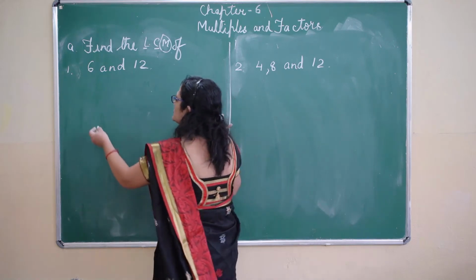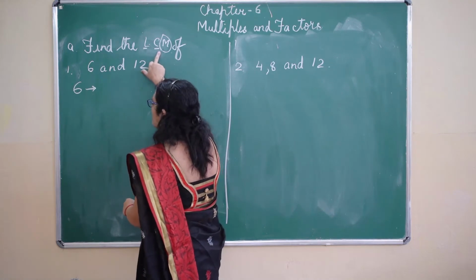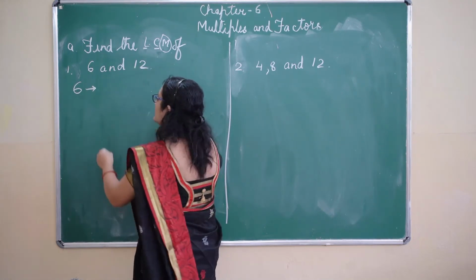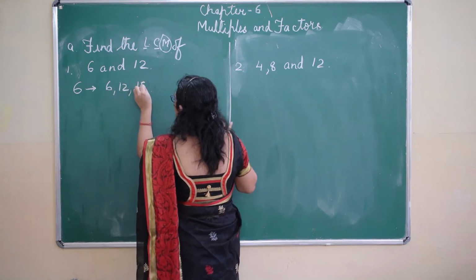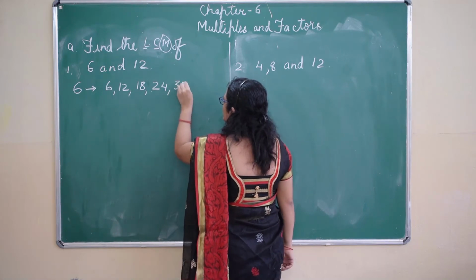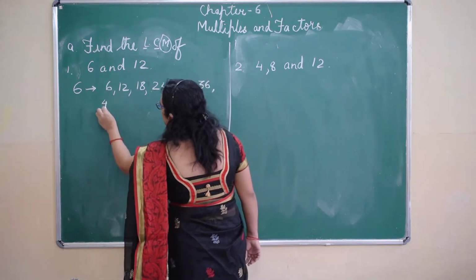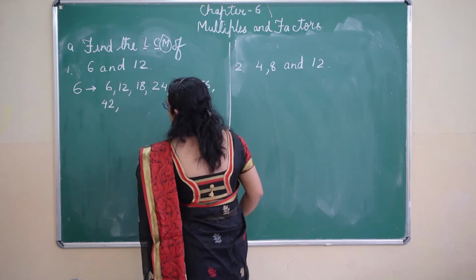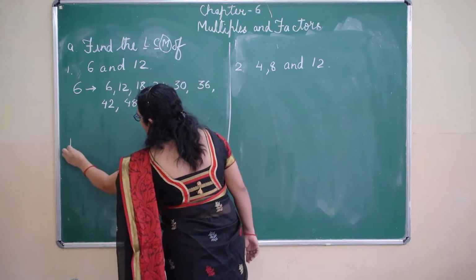So how will we do it? In LCM we have to write the multiples. That is the table of 6: 6 ones are 6, 6 twos are 12, 6 threes are 18, 6 fours are 24, 6 fives are 30, 6 sixes are 36, 6 sevens are 42, 6 eights are 48. Like this we have to write the multiples of 6.